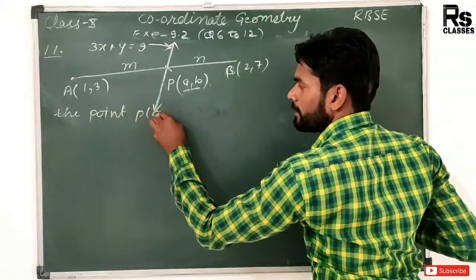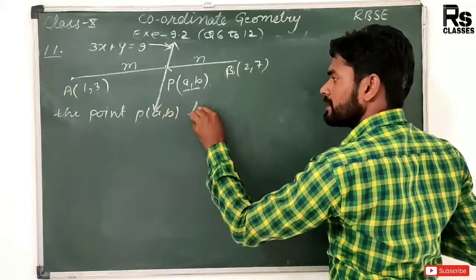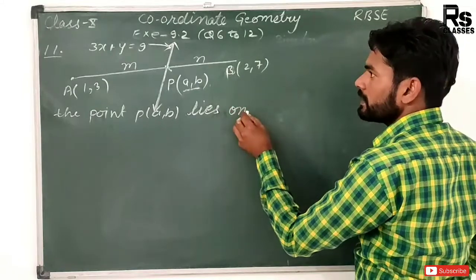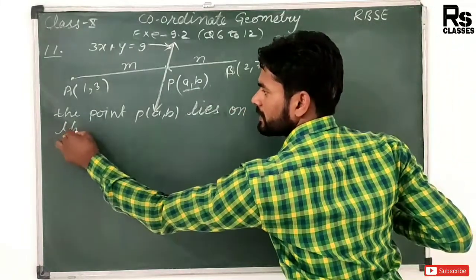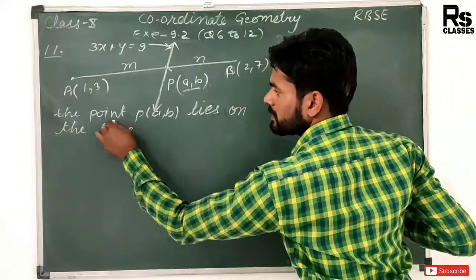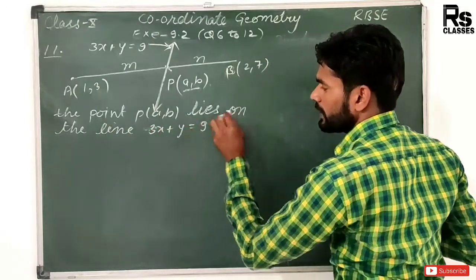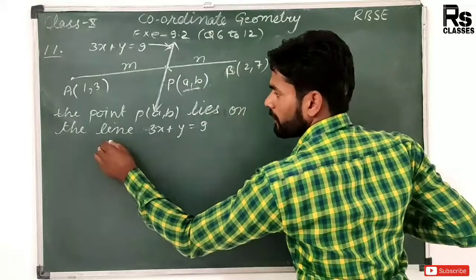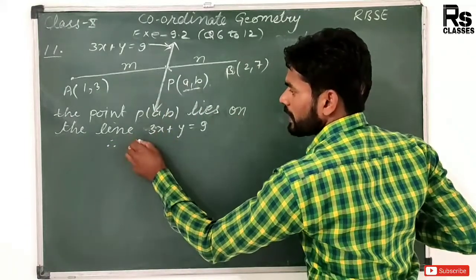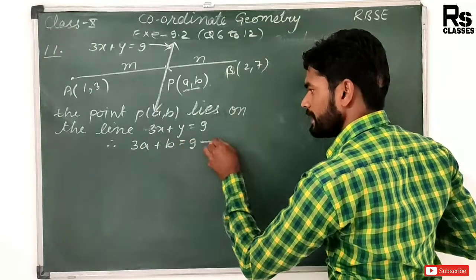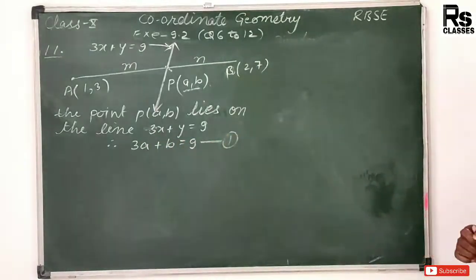So the point P (a, b) lies on the line 3x plus y is equal to 9. Therefore, x is equal to a and y is equal to b. It is equation number 1. Clear?